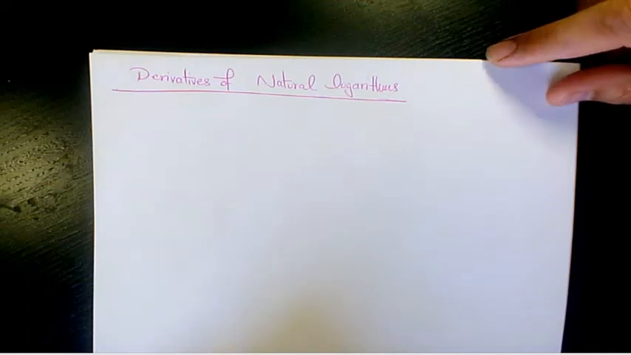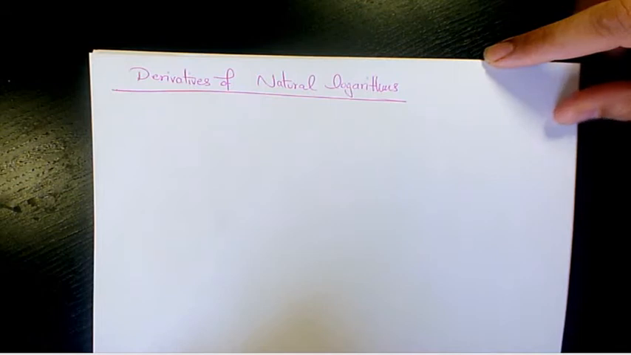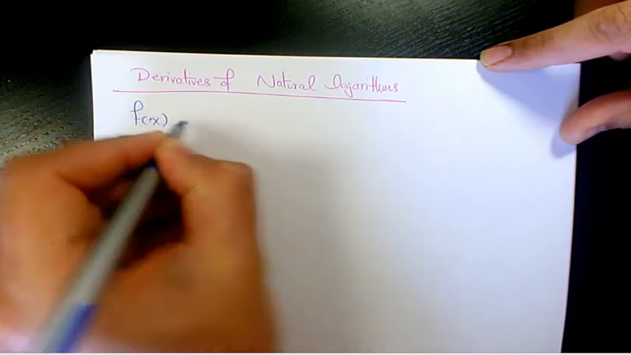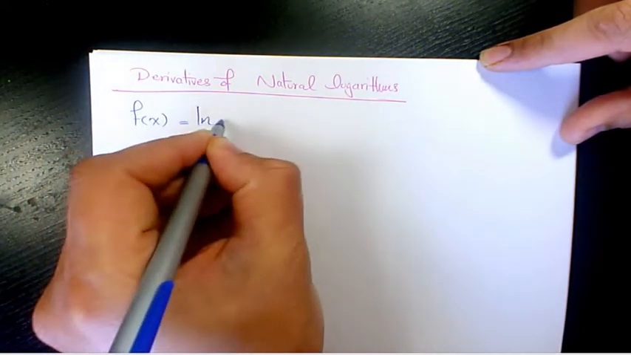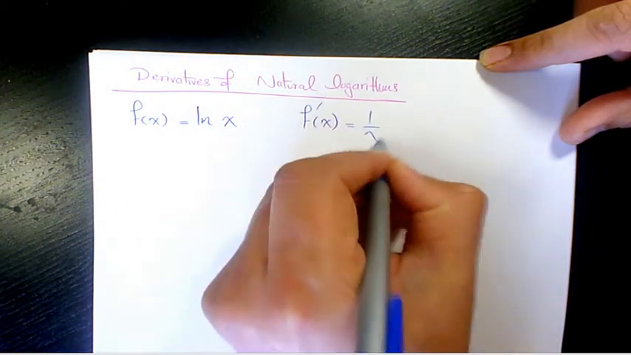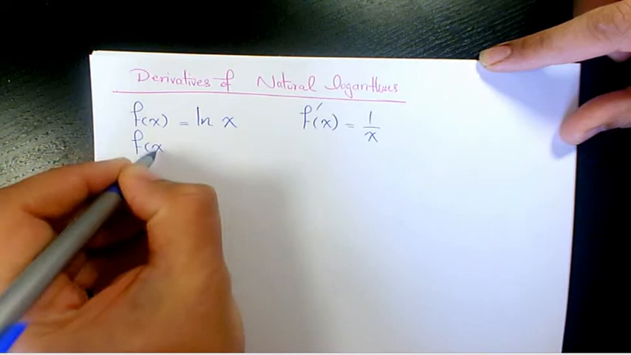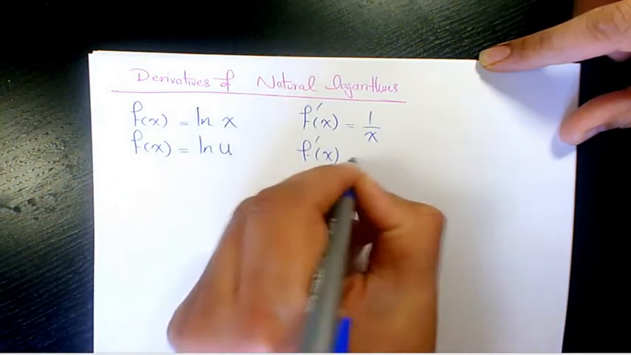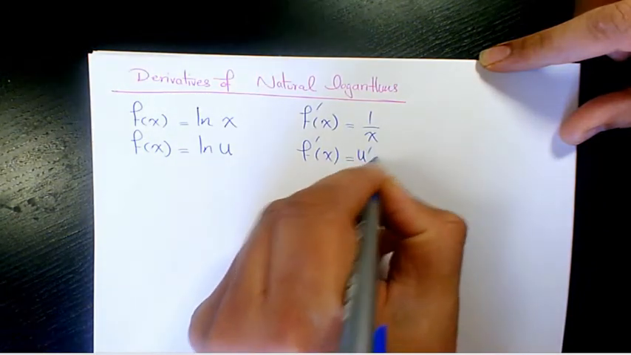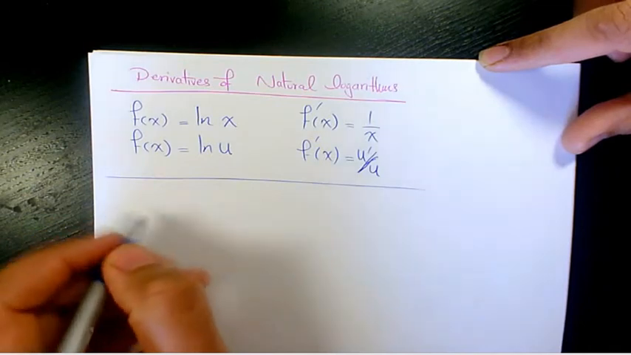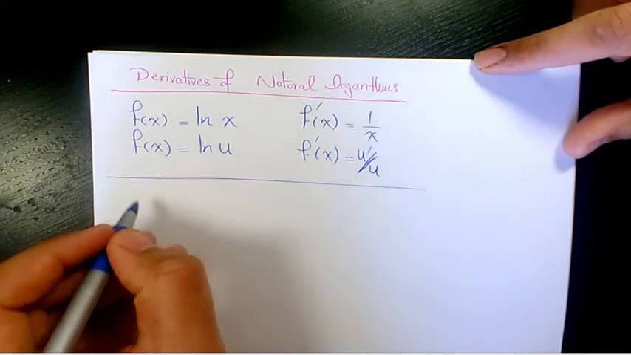Welcome to another video. In this video I want to show you some examples regarding finding the derivative of natural logarithms. First function we have here is ln of x. F prime is going to be 1 over x. And if f of x is ln u, f prime x is going to be u prime over u. So based on these two examples, we can continue solving other examples.